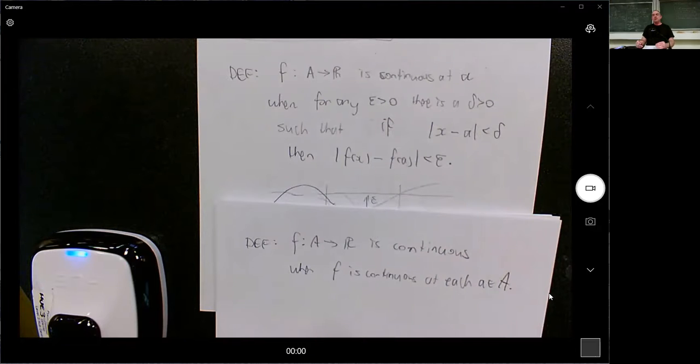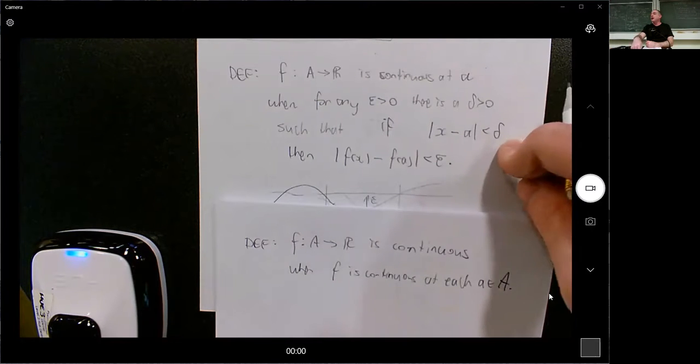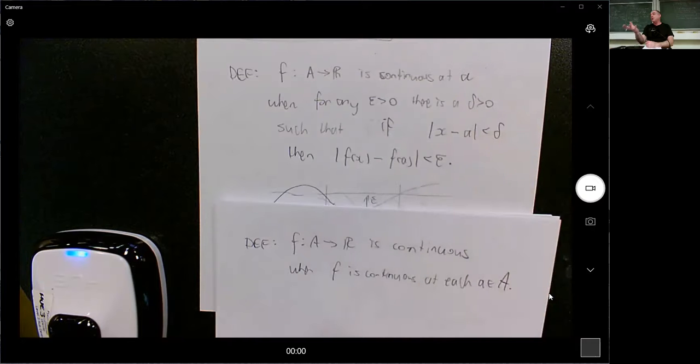And so to prove it's continuous, you say let A be a point in the domain, and then you do the proof for being continuous at the point A, but the A is now unknown. It shouldn't be all that different. It should be okay. So that's what it means to be continuous.